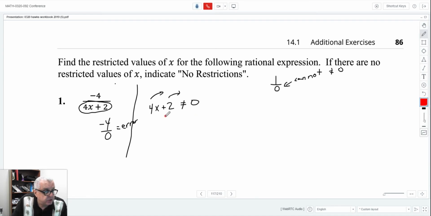So I am going to do the opposite of adding 2. I'm going to subtract 2 from both sides. 2 minus 2 is 0. I'm left with 4x cannot equal negative 2. Now I'm going to divide both sides by 4. I need to get the 4 over. It's multiplying, and the only way to get rid of it is to divide by 4. So I'm going to divide both sides by 4.